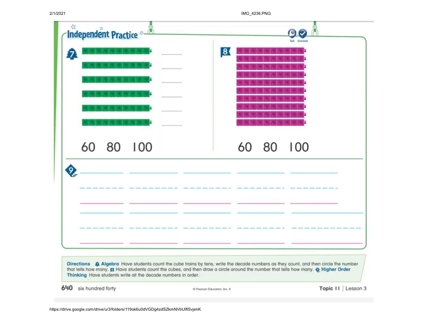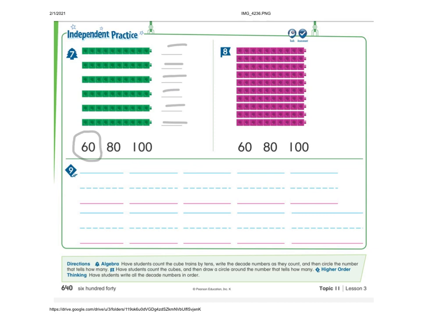Okay, we're going to do it again. We're going to count by tens and figure out how many are in each group. 10, 20, 30, 40, 50, 60. 60 is a 6 and a 0. So circle 6 and a 0.